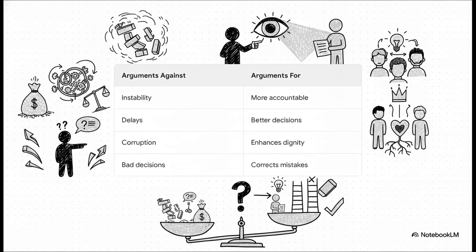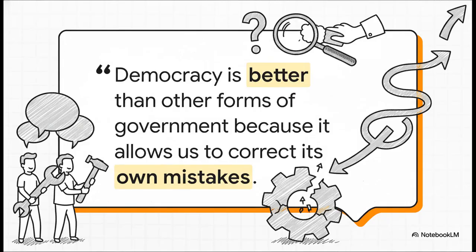But on the other hand, the arguments for democracy are very strong. It's a more accountable government. It usually improves the quality of decisions. It enhances the dignity of every citizen, and it gives us a way to deal with conflicts peacefully. But perhaps the single biggest argument in favor of democracy is this: it allows us to correct our own mistakes.